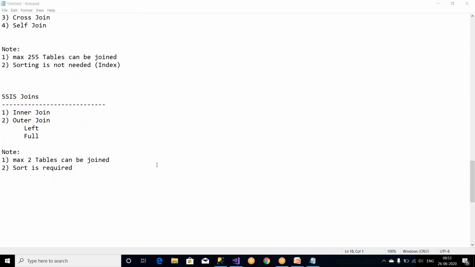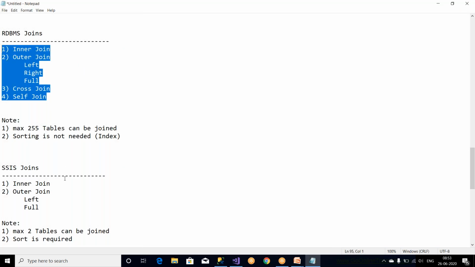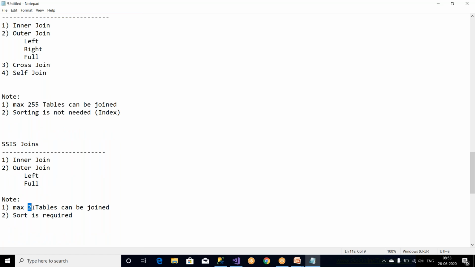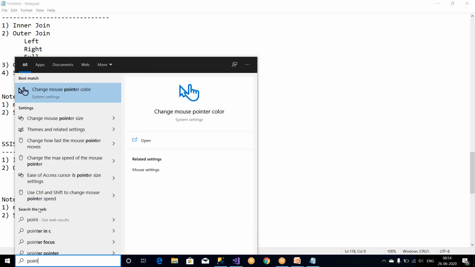Now when we come back to our discussion, RDBMS has these many things, but SSIS has only a maximum of 2 tables. Now, what is the inner join? What is the outer join? Let me tell you.